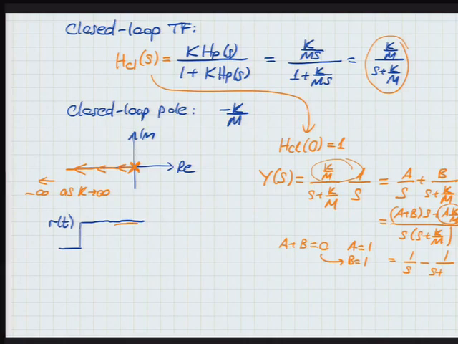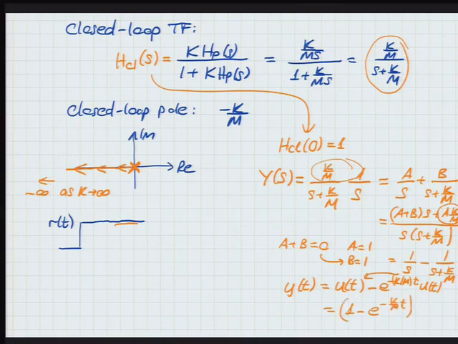A plus B s, A k over m. Okay. So that's correct? K over m. Is it? Tell me it is. Okay. All right. So then y of t is what? u of t, that came from 1 over s. And then this is what? e to the negative k over m times t u of t. Essentially 1 minus e to the negative k over m t times u of t.